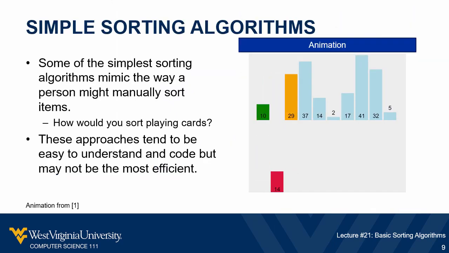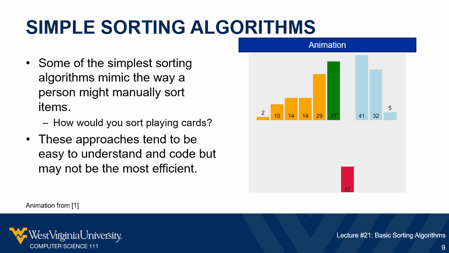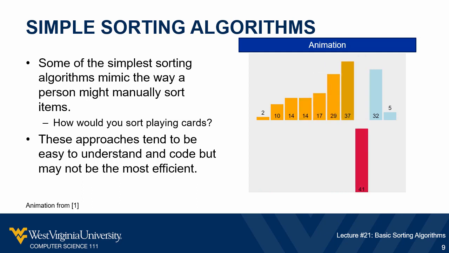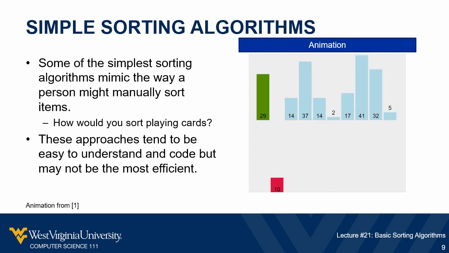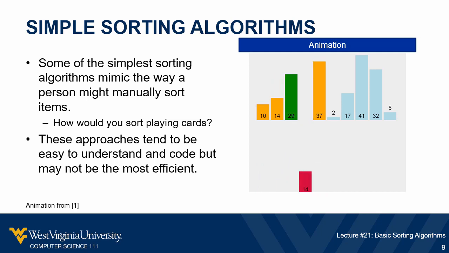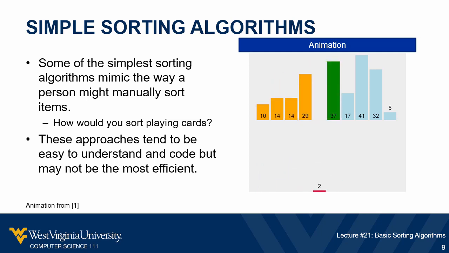While there's a number of different ways that we can sort values, some of the most common approaches basically mimic what we might do if we, as people, were manually trying to sort things. For example, let's say that I've got a set of playing cards. So I've got 2 through 9, and then I've got Jack, King, Queen, and Ace. I want to sort those in order.